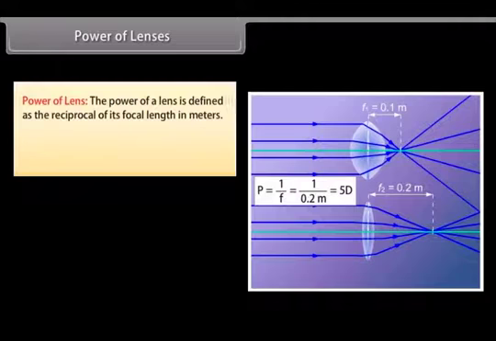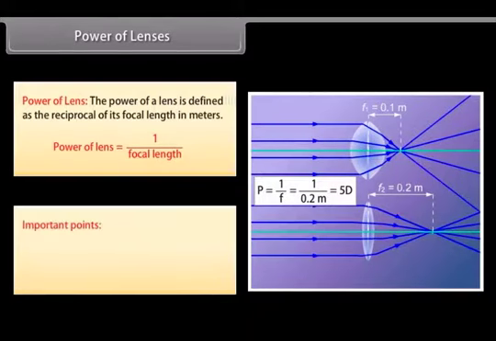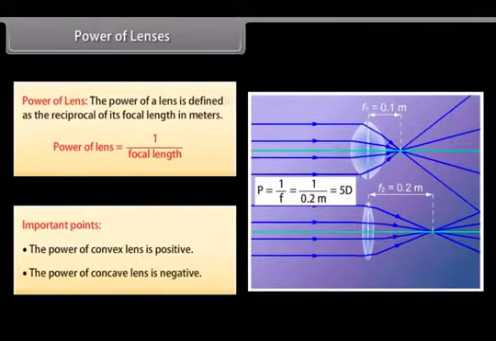Power of lens. The power of a lens is defined as the reciprocal of its focal length in meters. Power of lens P = 1/f. Important points. The power of a convex lens is positive. The power of a concave lens is negative.